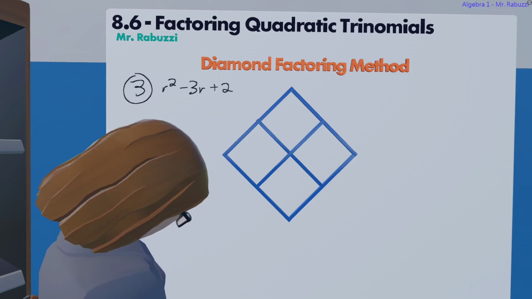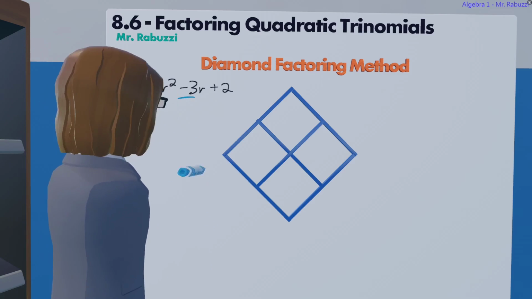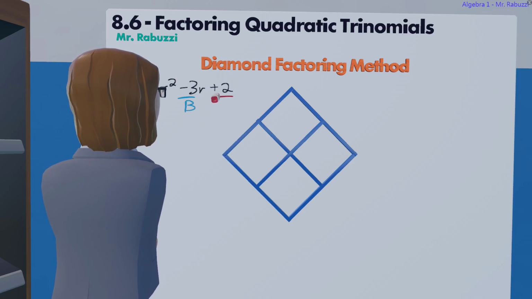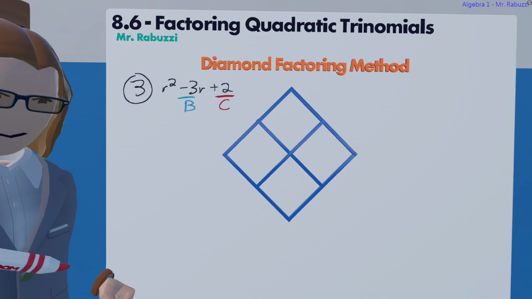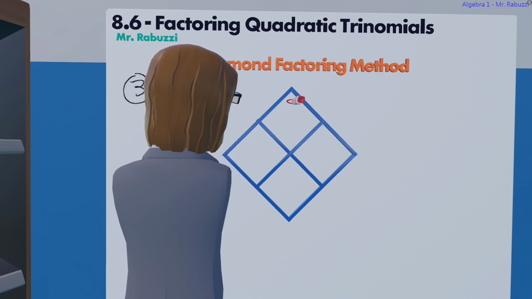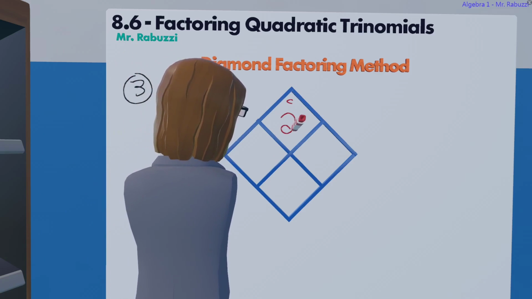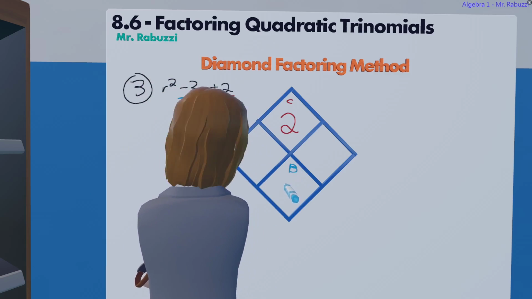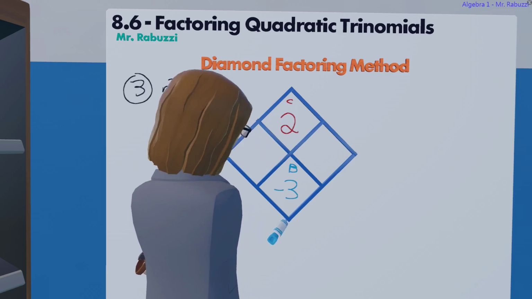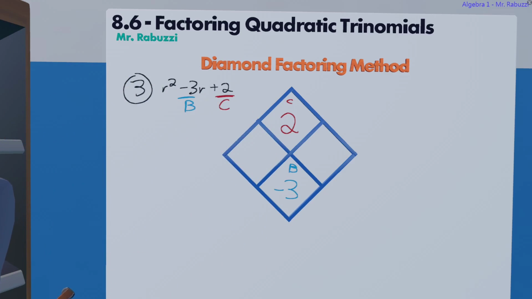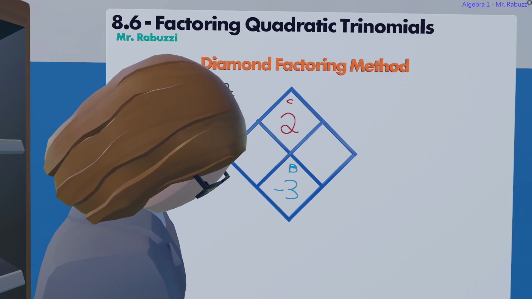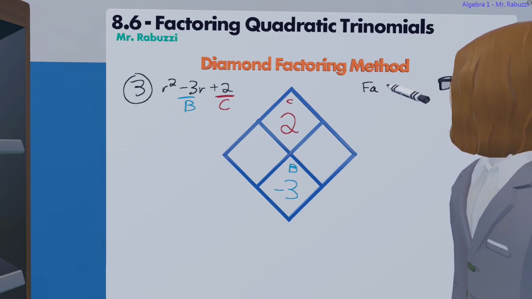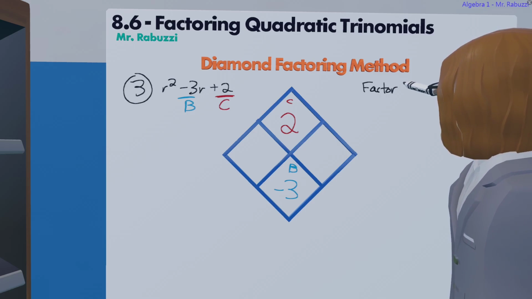Okay. B is blue. That's our B number, that -3. And C number is +2. Okay. So C goes on top, which is 2. B goes on the bottom, which is -3. So C on top, B on bottom. Now we go for some factors. I didn't need to erase factors. I could have left the word there.